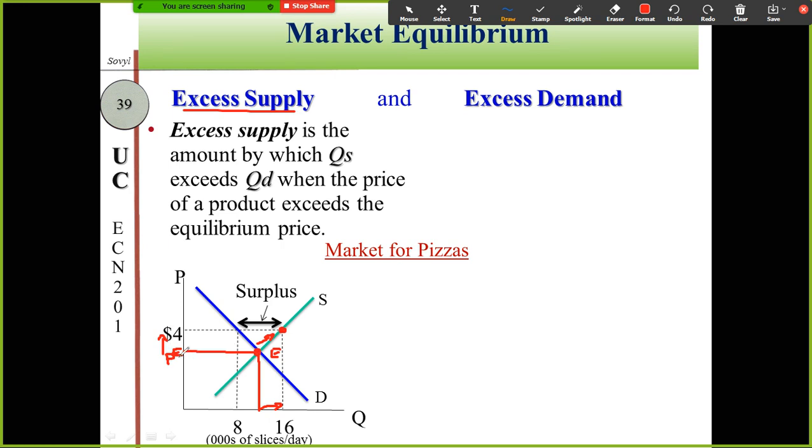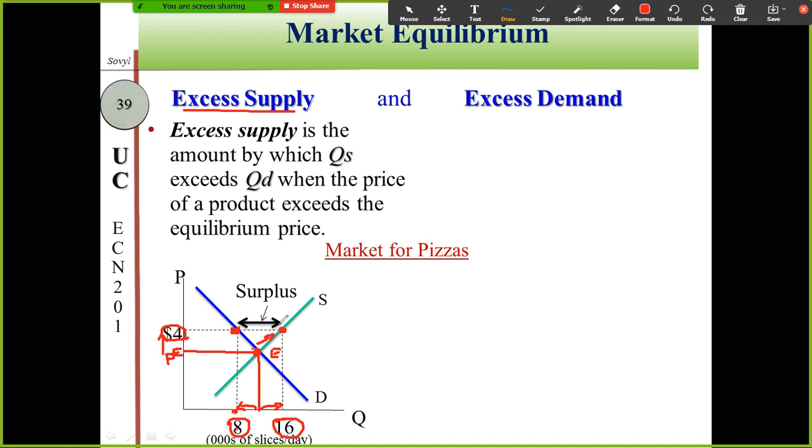When the price is higher than equilibrium, who is not happy? Buyers, because more money is spent. Buyers buy less, from 12,000 to this amount, 8,000. Because of the high price, buyers buy less. So buyers change from this amount to that amount. As a result, when the price is greater than the equilibrium price, sellers sell 16,000. However, buyers buy only 8,000. What does it mean in this market?